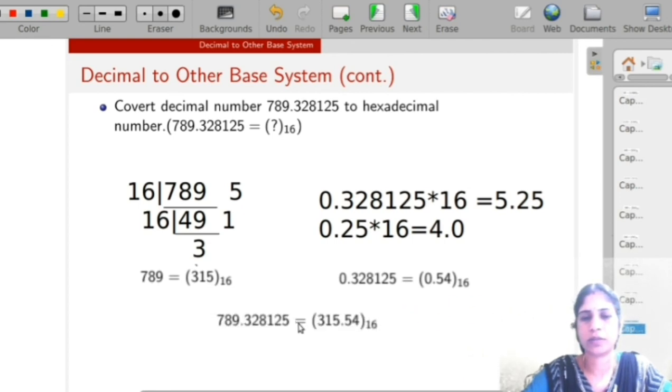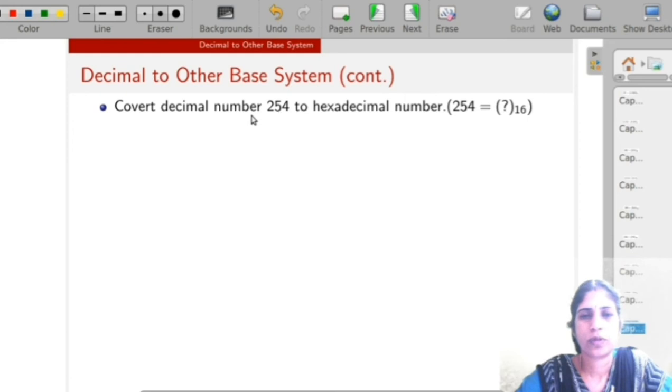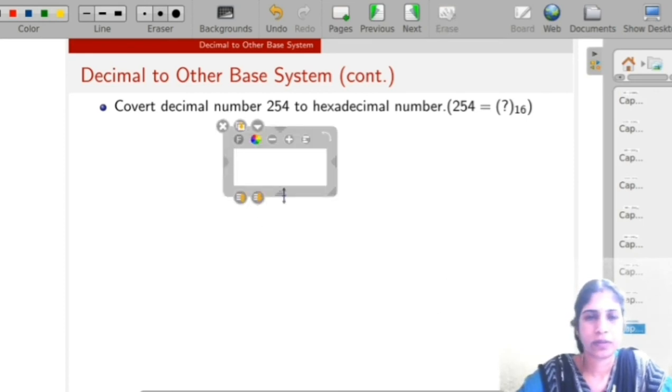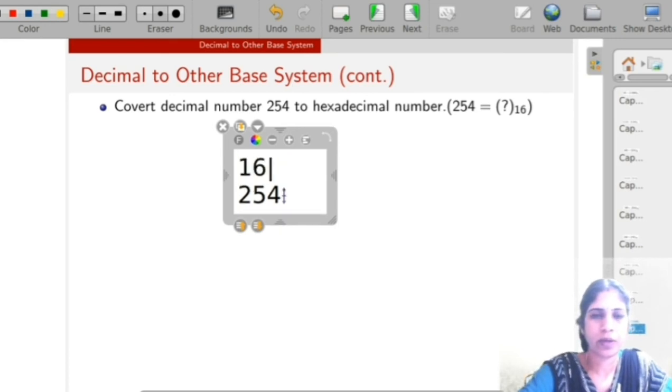So the final answer is 789.328125 is equal to 315.54 base 16. So let us take another example. Consider converting the decimal number 254 to a hexadecimal number. 254 is an integer number, so we use the division method. We divide the number by 16.